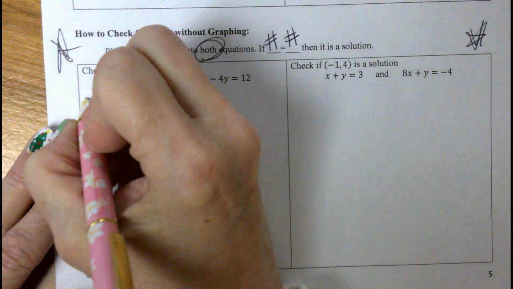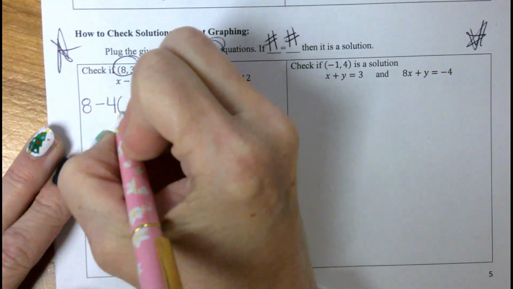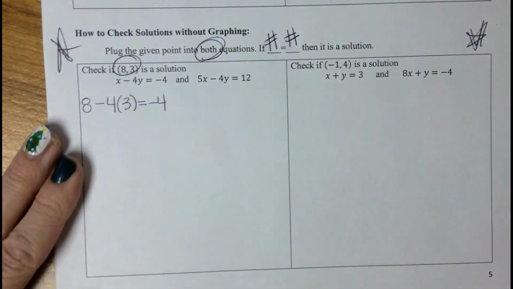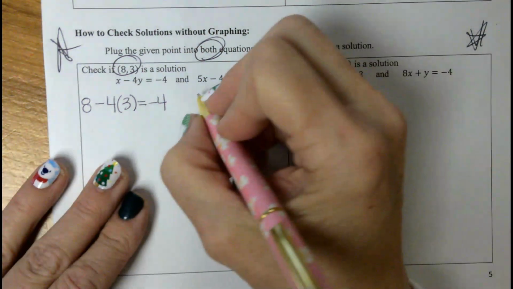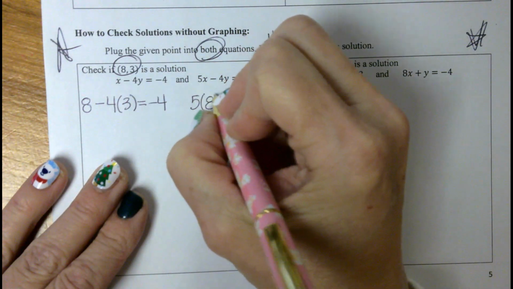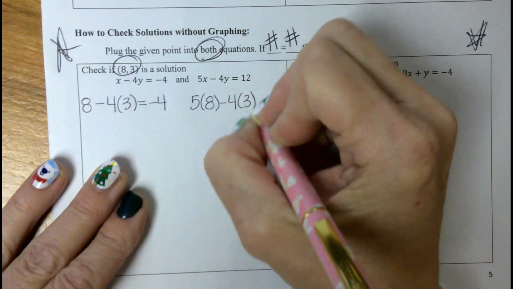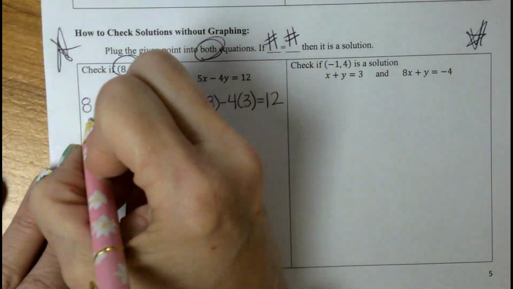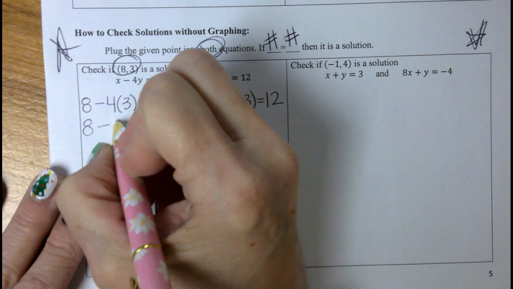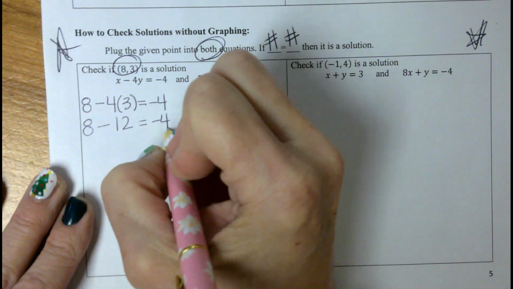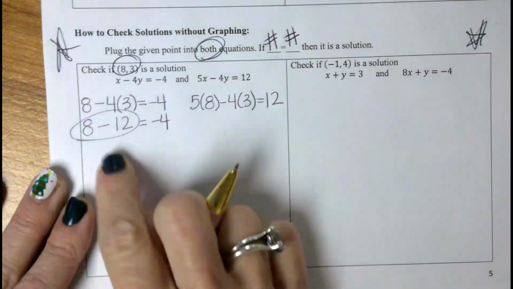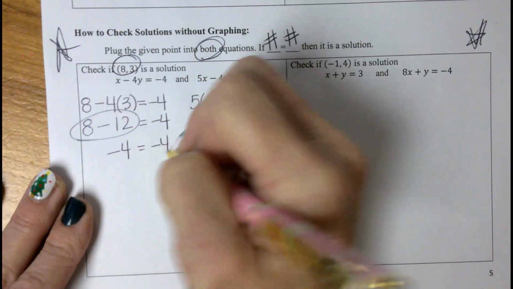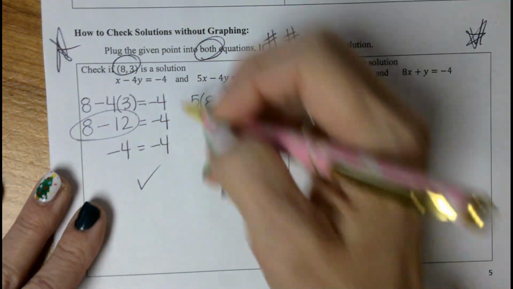So x is 8, minus 4 times 3 equals negative 4. So I plug everything in. And I'm going to plug it in over here too. 5 times 8 minus 4 times 3 equals 12. So I have everything plugged in. So this is 8 minus 12 is equal to negative 4. So what is 8 take away 12? It is negative 4, right? So it works for that equation.